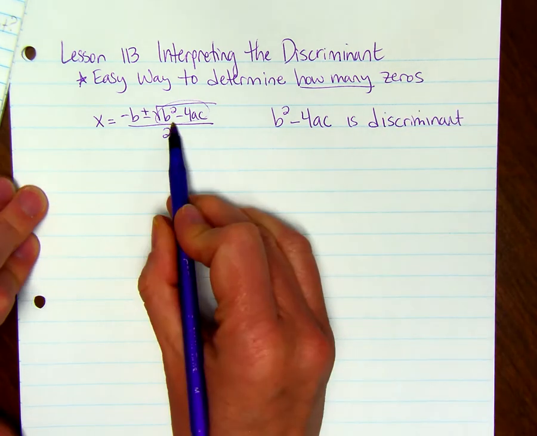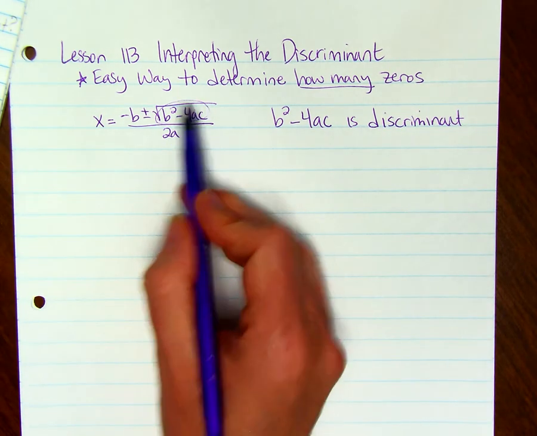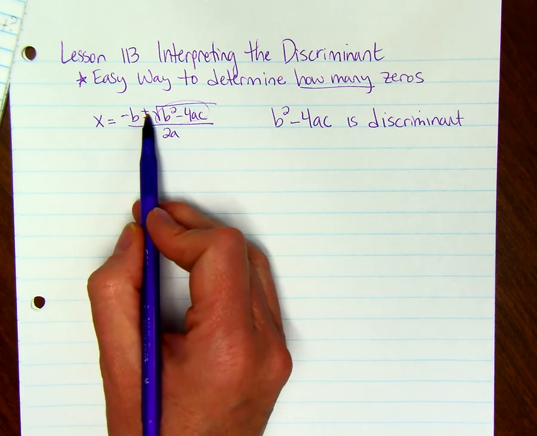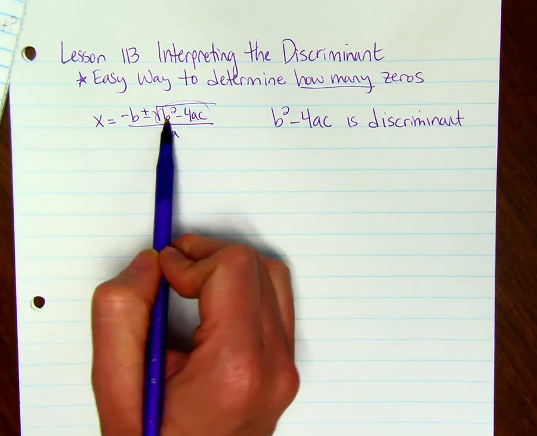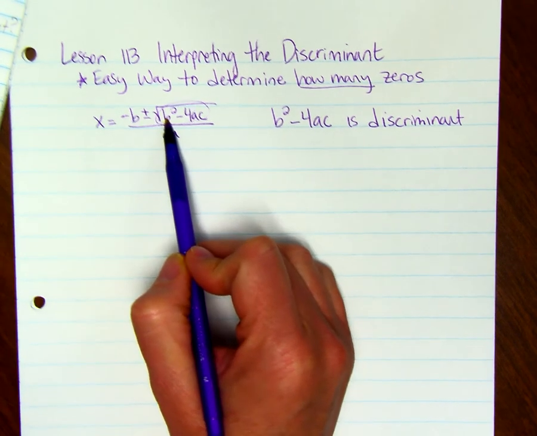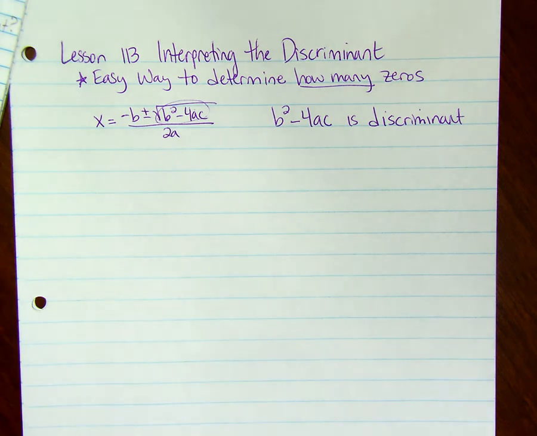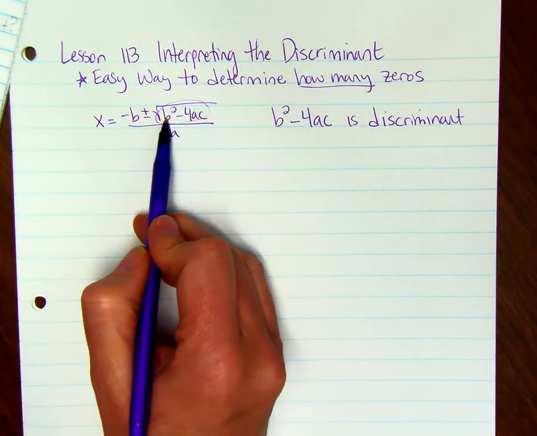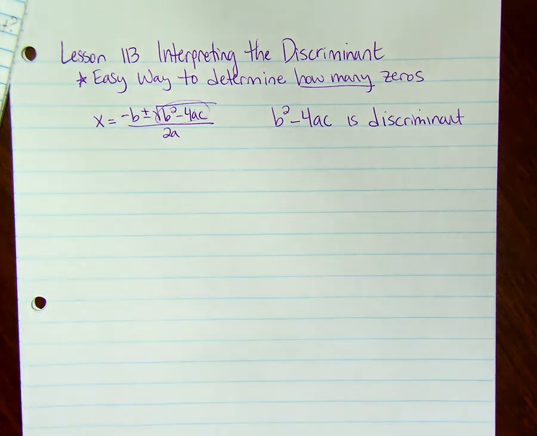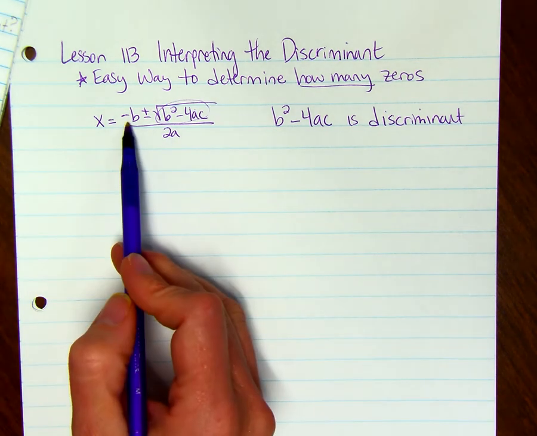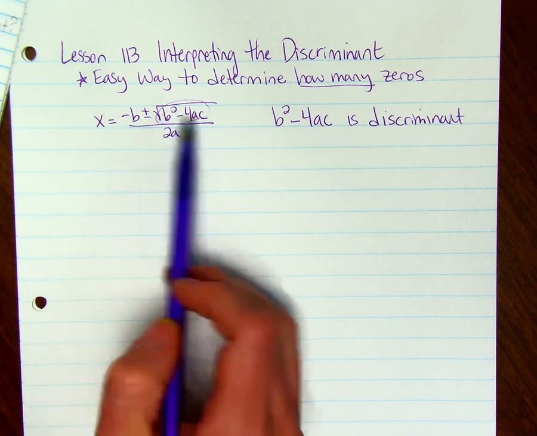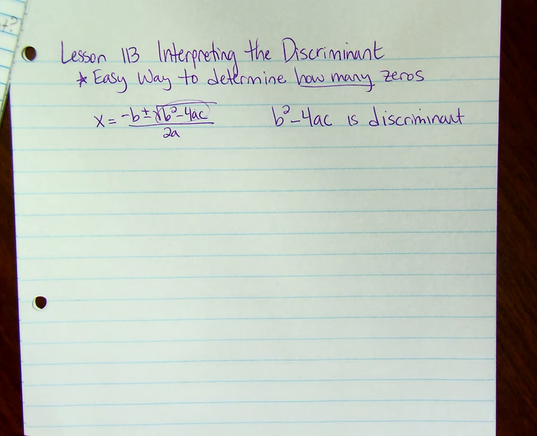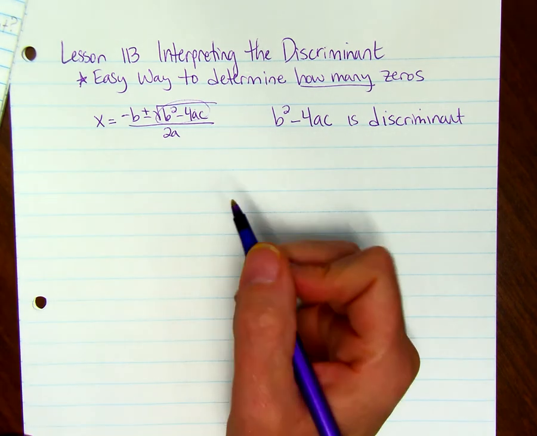Imagine if this equaled 0. If this equals 0, then you're not adding or subtracting anything in the numerator, and you'll just have one solution. If this is a negative number, then you're going to have the square root of a negative, and there's not going to be any real solutions. If this is positive, then you'll have two solutions, because you'll have negative b plus that positive square root and negative b minus the square root of a positive number. So you'll have two real solutions.